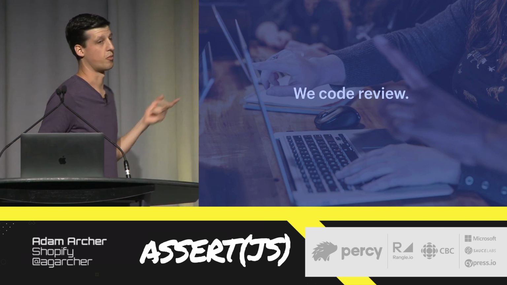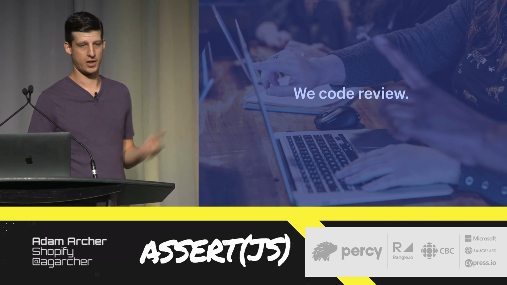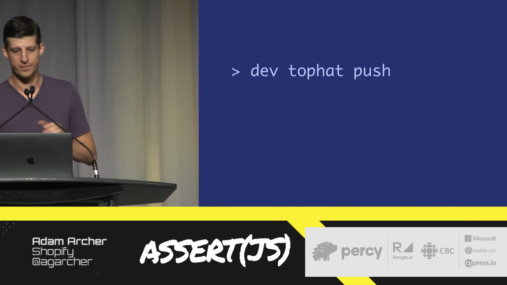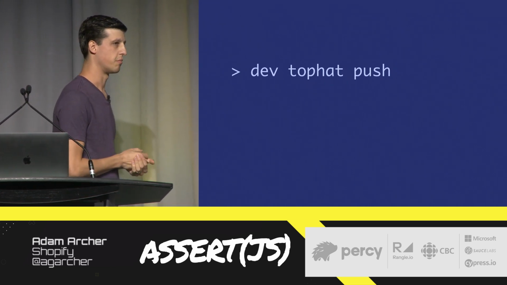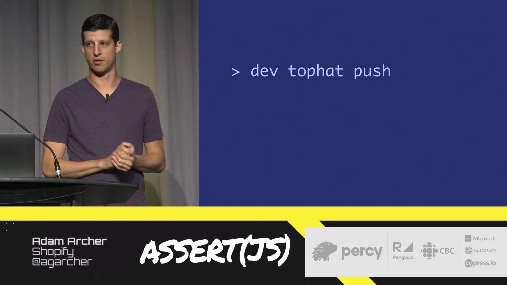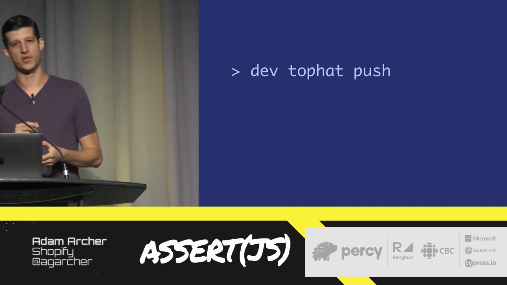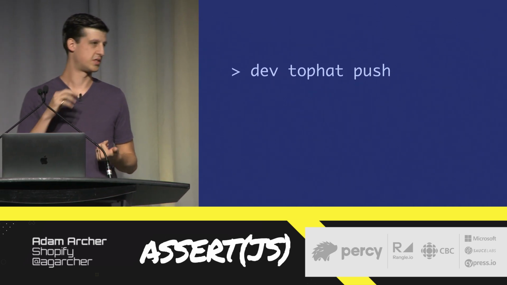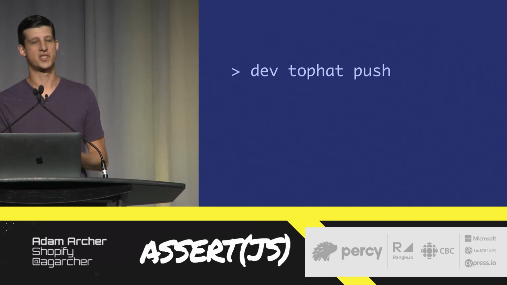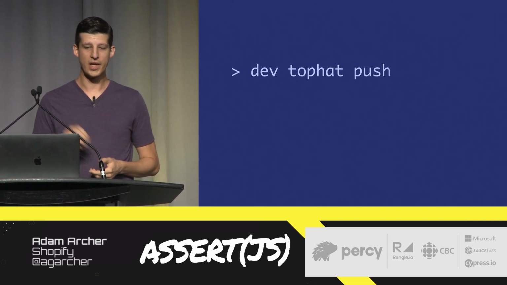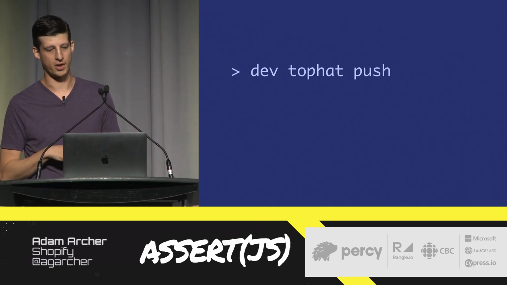So I want to show you one more thing that dev can do. I said it does a lot. This is sort of a cool one. With one command, a developer can run dev top hat push. And what this will do is it'll bundle everything about the state of their local environment. It'll save a snapshot of their database, all of the systems involved, compress it, and upload it to the cloud. And it'll associate it to the branch that they were on.